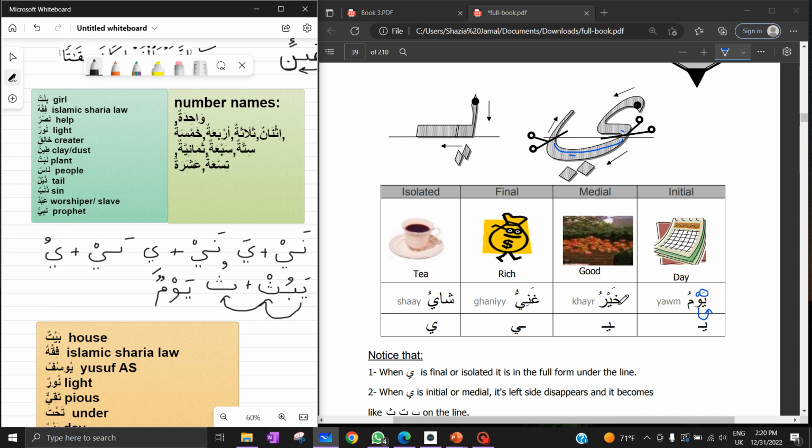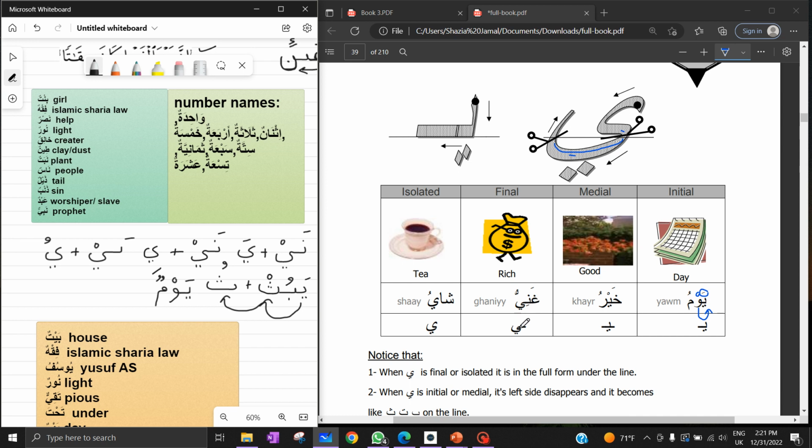Khairun. Kha, where is ya? In between. When ya is written in between, then it can be joined on both sides, from the right and from the left. So let's see. Ghaniyun. Ghain is just like ain, the only difference is it has a dot above it. Noon is in the middle and ya is the last letter, and still it is joined with noon because noon is from the letters that can connect from both sides. So that's why ya is joined from the right side, and it's written in the full form.